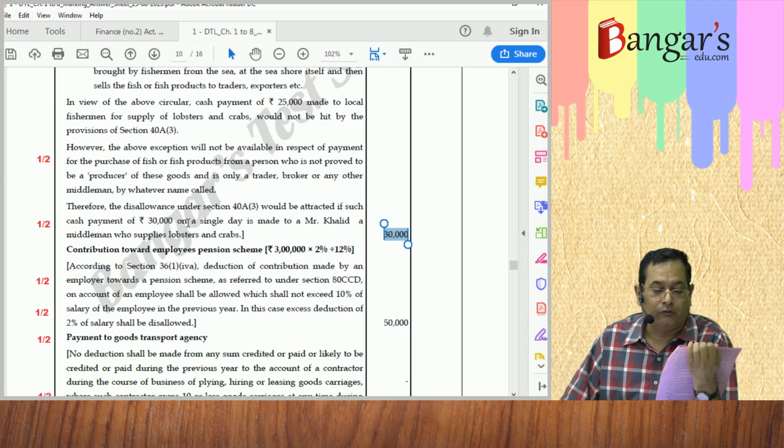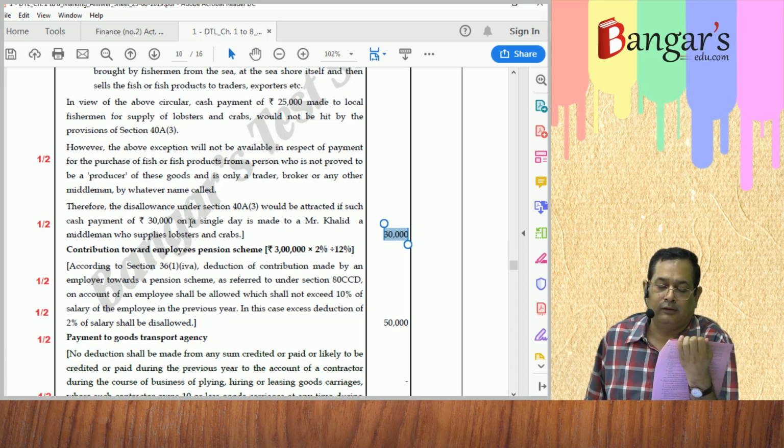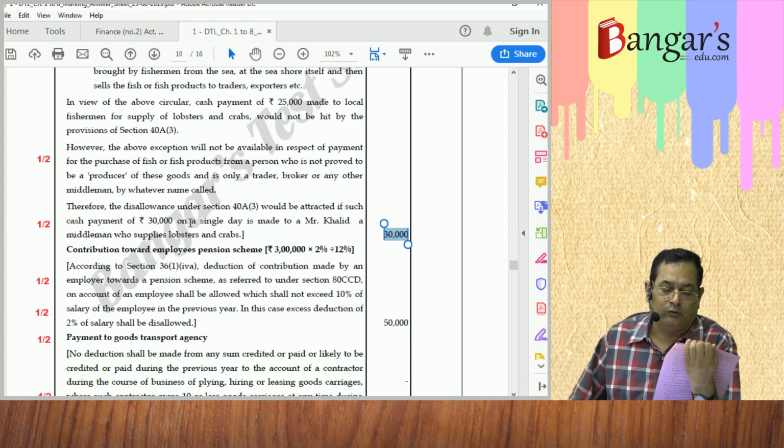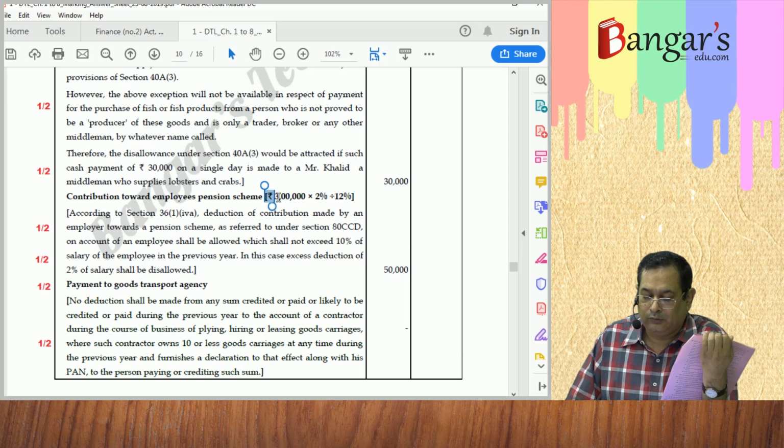Employees pension scheme. As you are aware, under section 36(1)(iva), the employer's contribution to pension scheme is deductible to the extent of 10% of salary. Salary means basic salary and dearness allowance. You have to write the same. And here they have contributed 3 lakh rupees at rate of 12% of salary. So 10% will be allowed and 2% will be what? Disallowed. So 3 lakhs into 2% divided by 12%, that is 50,000. The same will be disallowed.